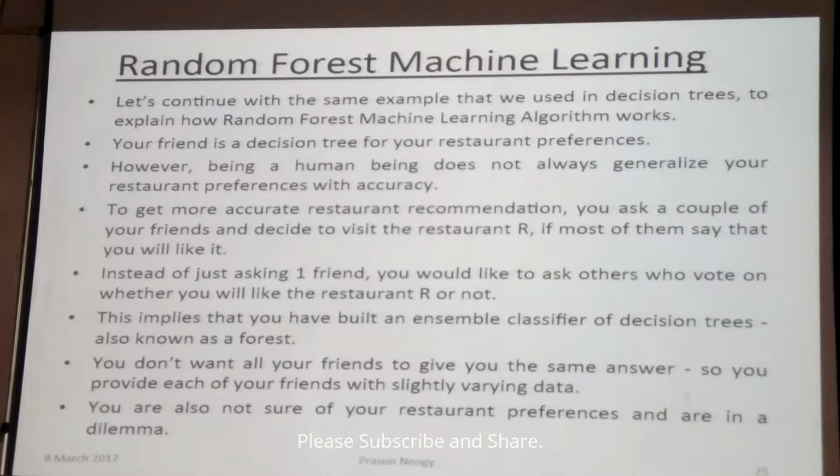Random forest is another application name. Now let's continue with the same example that we used in decision tree to explain how random forest works. Your friend is a decision tree, however, being a human being, does not always generalize your restaurant preference. So to get a more accurate restaurant recommendation, you ask a couple of your friends and decide to visit.